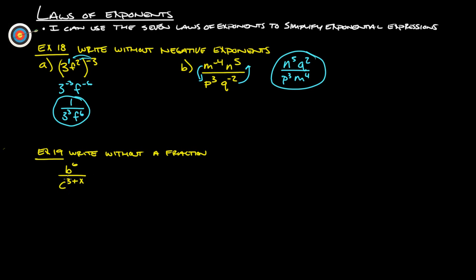Write this without a fraction, b to the 6 over c to the 3 plus x. So again, bases are not the same. We can't simplify those that way, but we can leave b to the 6 on the top, and then this 3 to the x is going to move to the top, so it's going to be c, and then we have negative 3 plus x. So we could write it like that, or we could write it as b to the sixth, c to the negative 3 minus x, because we're just going to distribute this negative to both of those parts as well. So this is probably our better answer there.